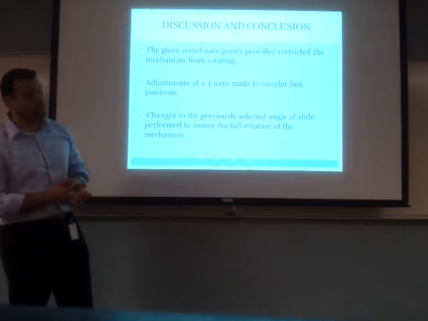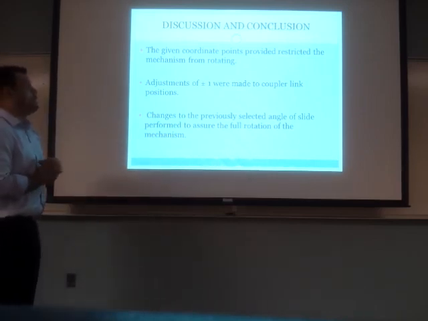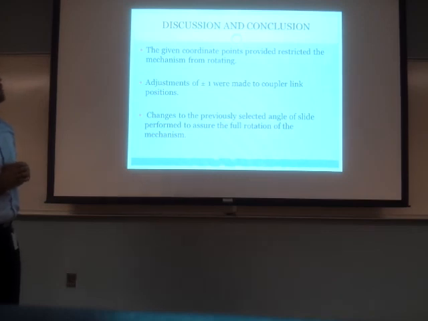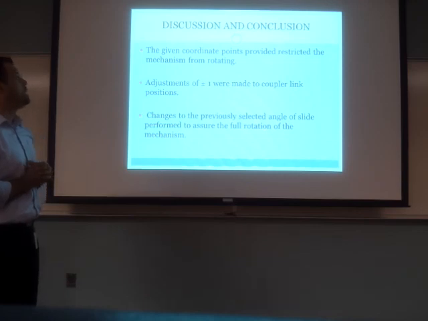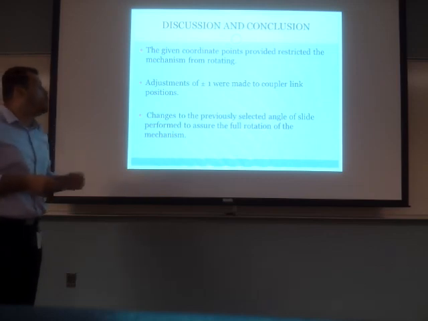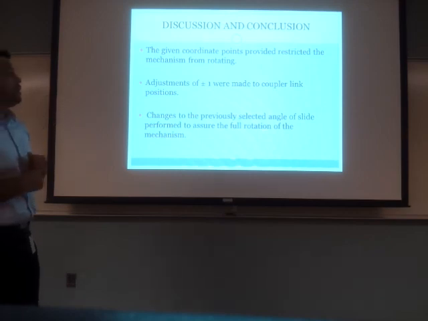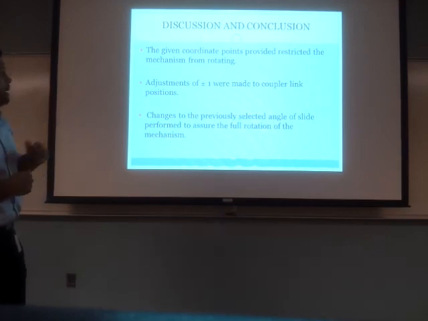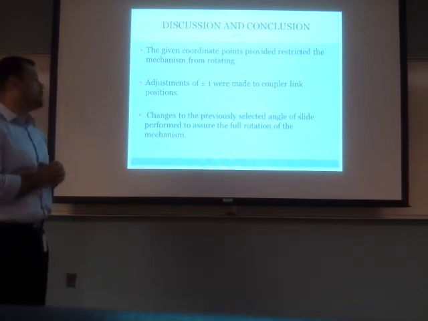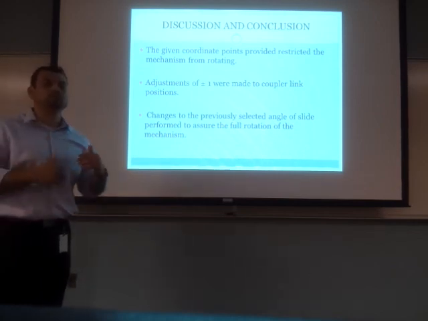Now I'm going to talk about some of the conclusions that we came up with for the slide diagram. To begin with, a set of coordinate points was provided to us by the instructor. The problem that we have with those points is that they restrict the mechanism from rotating a full 360 degrees. In order to fix that problem, we adjusted our coupler links plus or minus 1. In order also to make it work, we made some changes to the selected angles of each position in order to assure that the mechanism actually rotates a full 360 degrees.